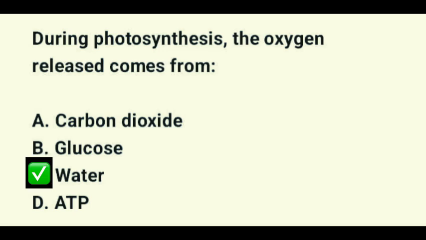Water. In the light-dependent stage of photosynthesis, water molecules are split in a process called photolysis. This produces oxygen gas as a byproduct, along with hydrogen ions and electrons. Option A, carbon dioxide, contributes to the carbon in glucose but does not release oxygen. Option B, glucose, is a product of photosynthesis, not the source of oxygen. And option D, ATP, is an energy molecule produced during photosynthesis, not a source of oxygen. Hence, the oxygen we breathe originates from the splitting of water molecules in photosynthesis.